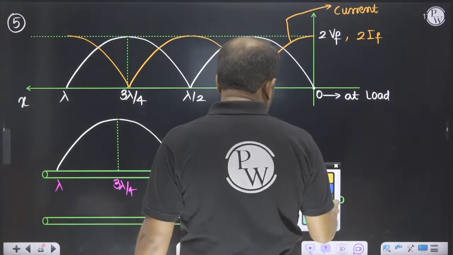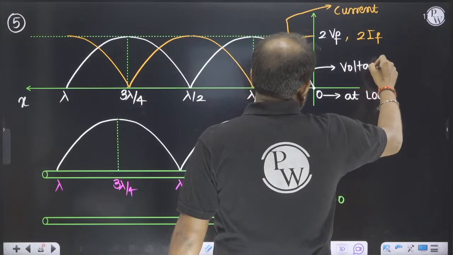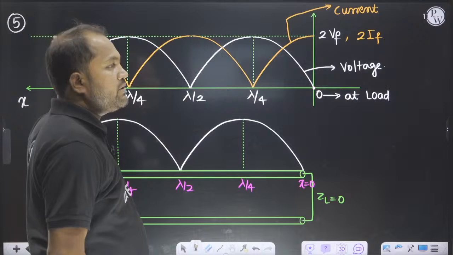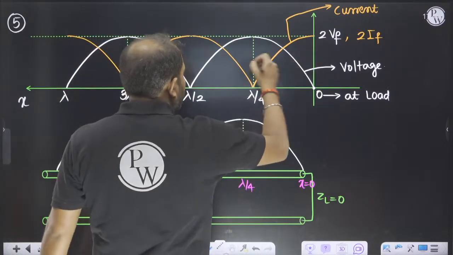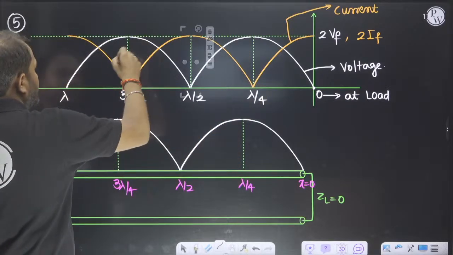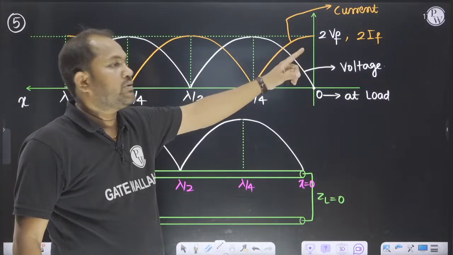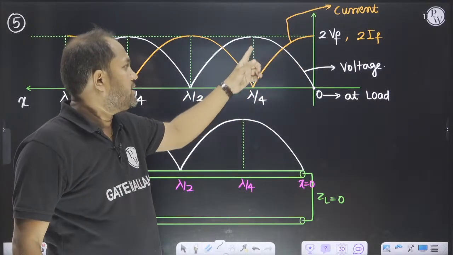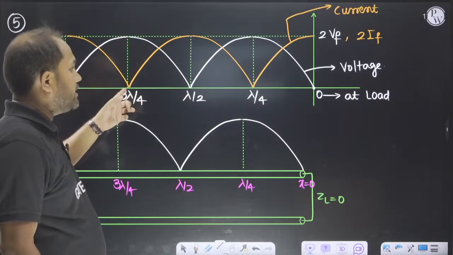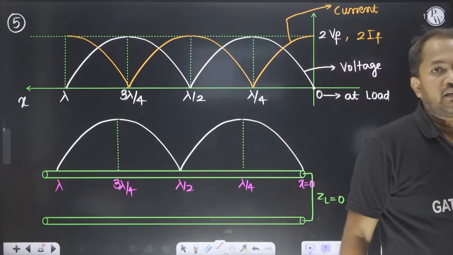And this is the graph for voltage. So the voltage standing wave is like this, and the current standing wave is like this, because at short circuit current is maximum, at open circuit current is minimum. So when voltage is maximum, current is minimum; voltage minimum, current maximum, and so on. Like that you can draw.